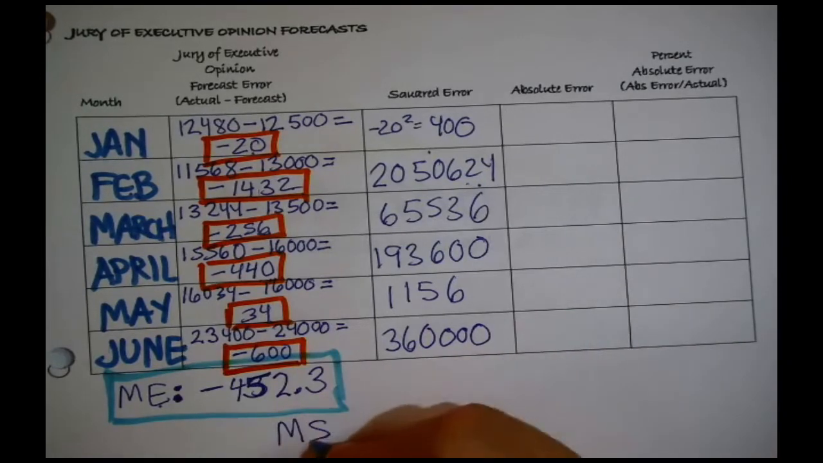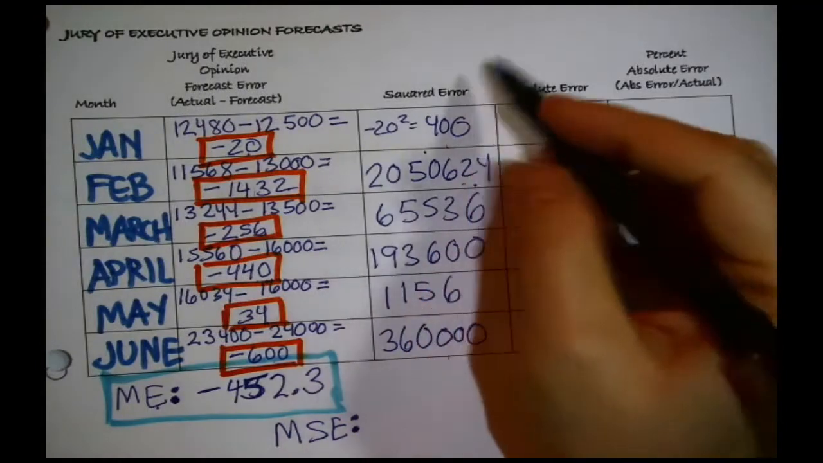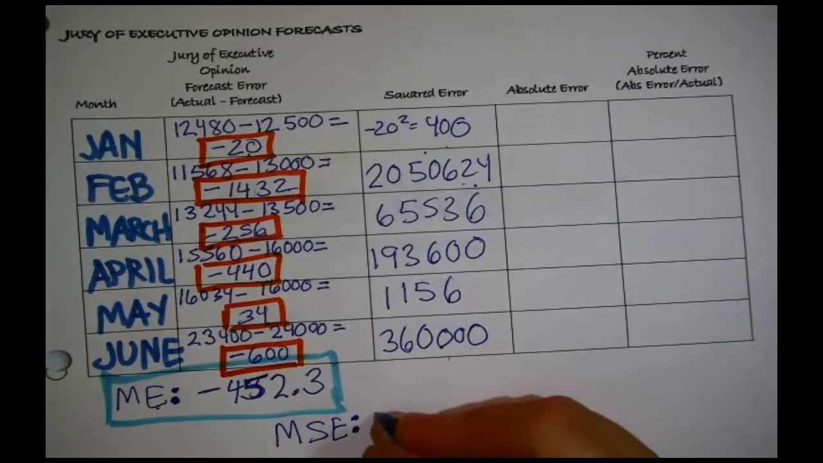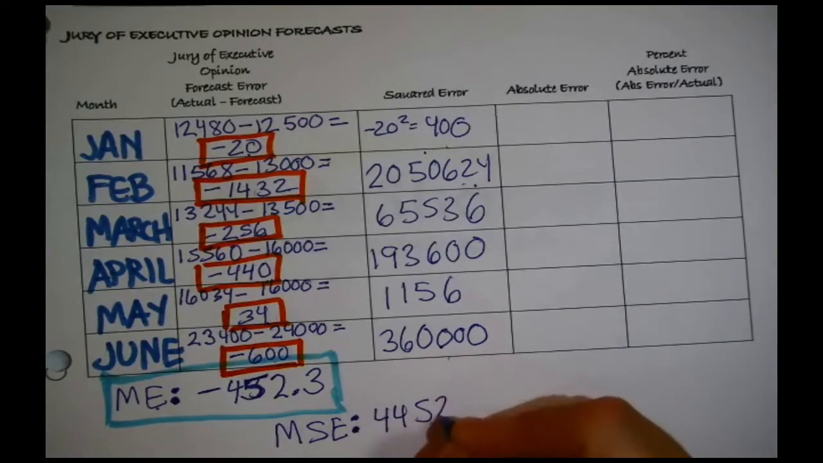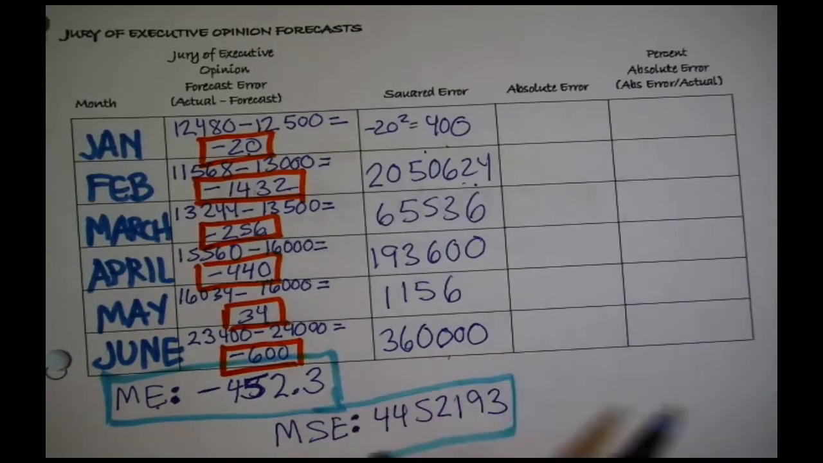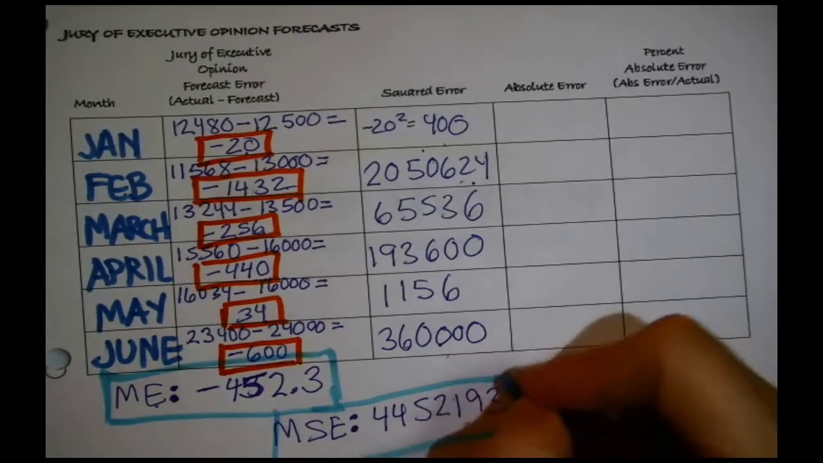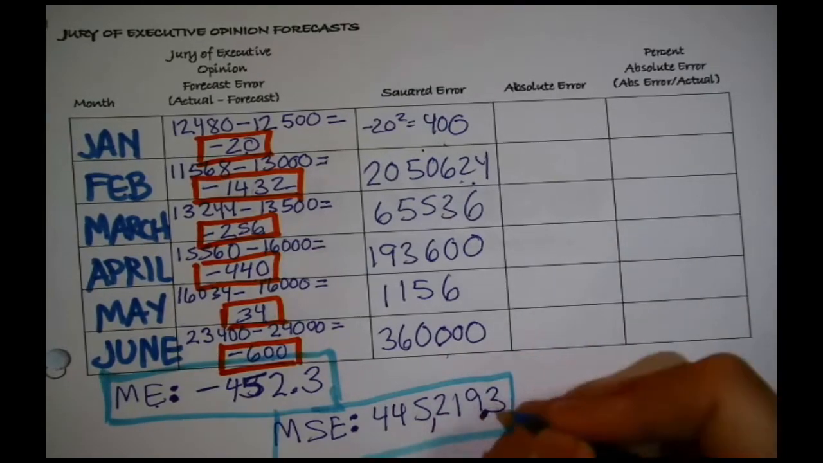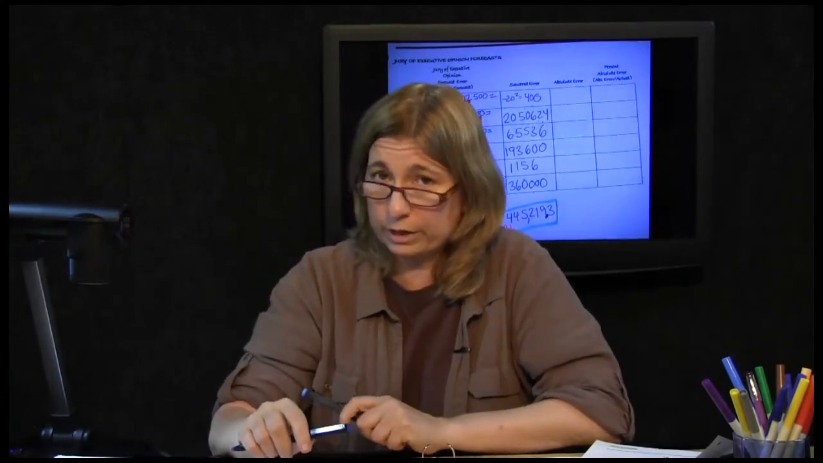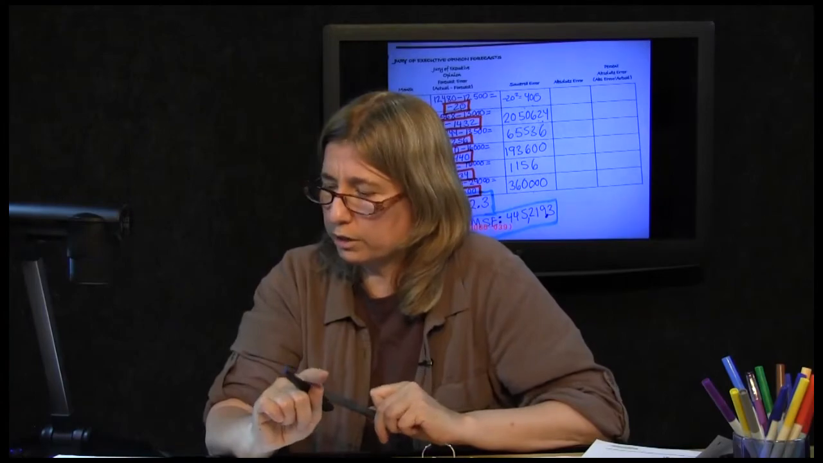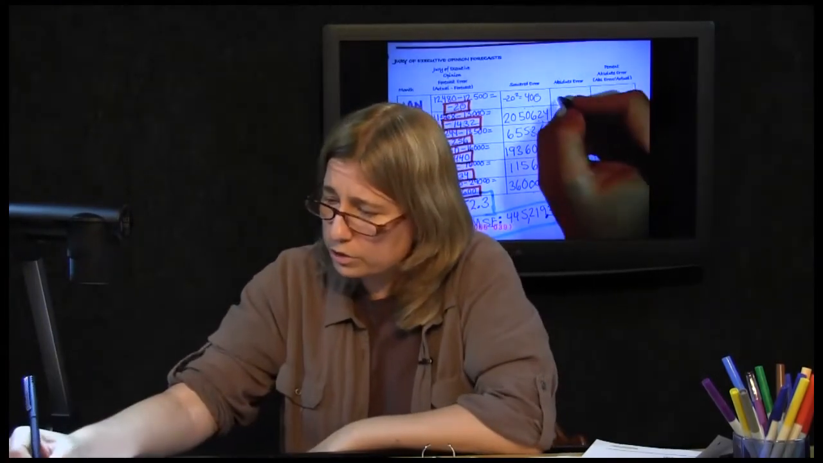All right, why did we do that? Because we wanted to calculate the mean squared error. These are the squared errors. Mean means average, just average them. I did that, I got a pretty big number, 445,219.3 is the mean squared error. Very large number.